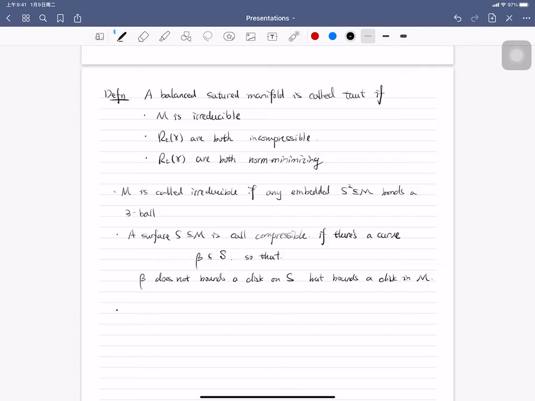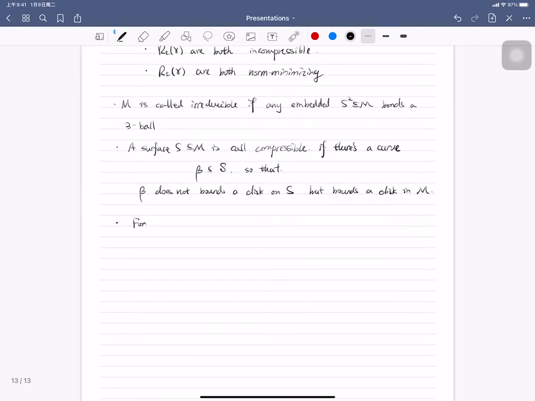The third one is about norm minimizing. For a connected surface, we can define a norm called x of S. This is the maximum of minus the Euler characteristic and 0. This definition is from Instanton. If a surface is disconnected, then the norm is just the sum over the connected components.